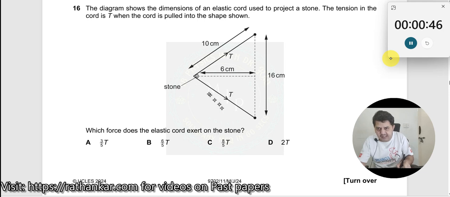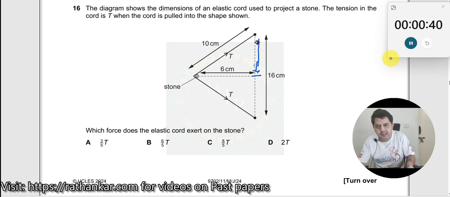This is 16 centimeter. The tensions being equal, this should be the midpoint, so this should be 8 centimeter here. That's what we can understand. 8 centimeter. What force does the elastic cord exert on the stone? What is the force acting on the stone? That's the question over here.